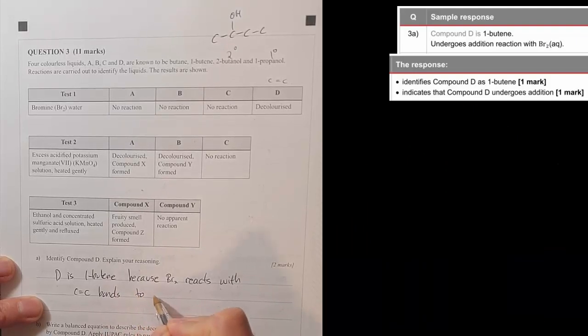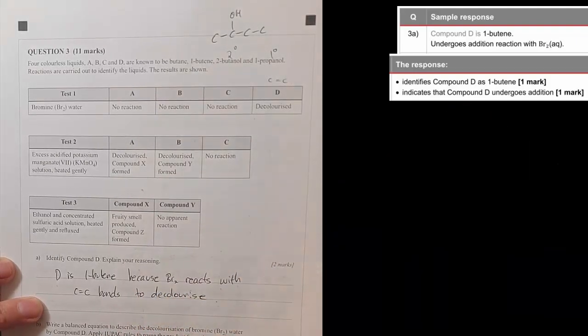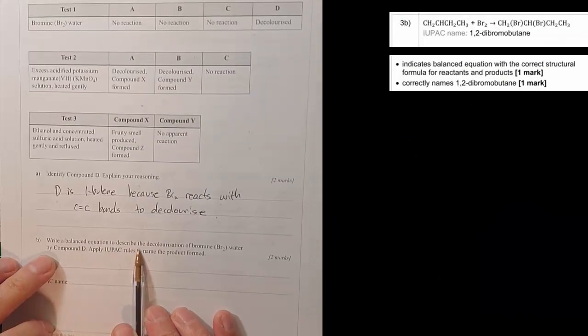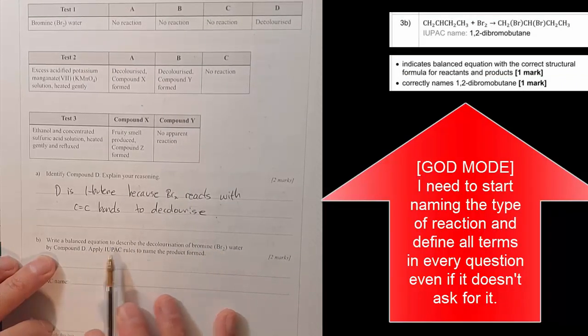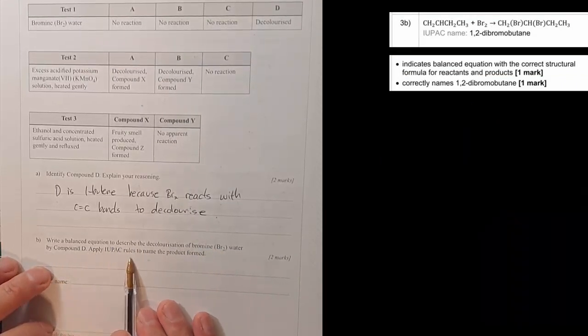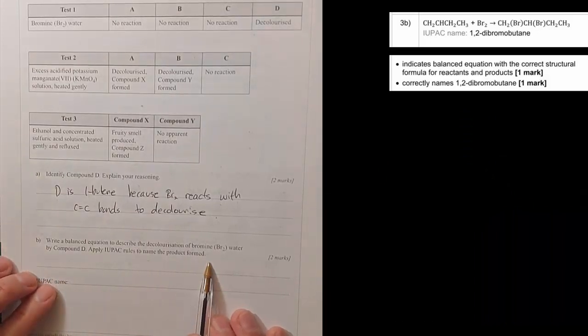To decolorize. All right, very straightforward. It's just memorization. Write a balanced equation to try to decolorize bromine. They've almost given it away. IUPAC names for the product formed.